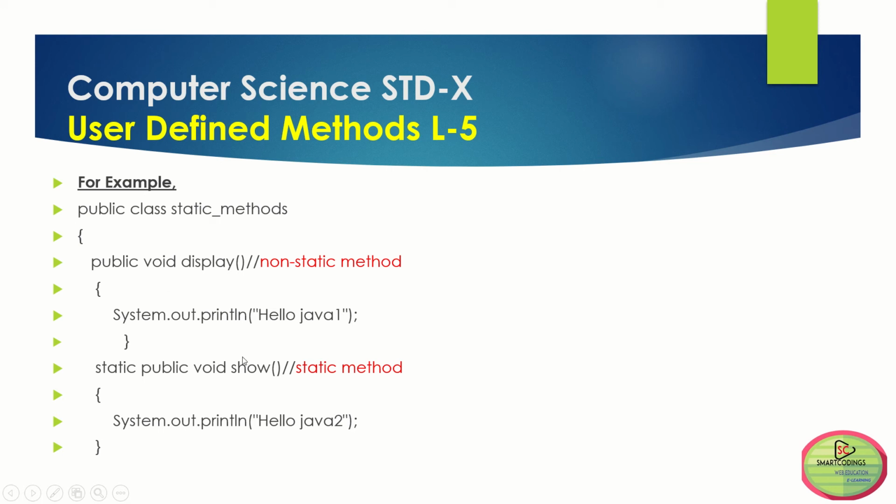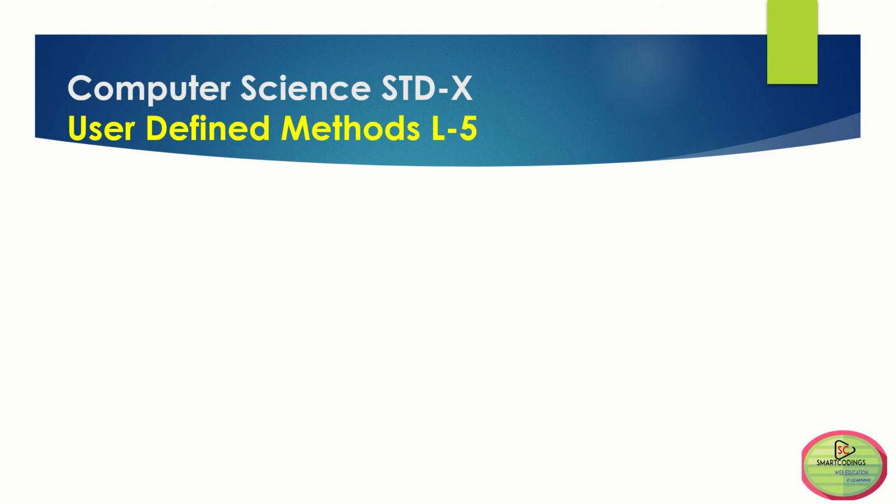Now one more method I have declared here, that is the show method, which is a static method, which is printing Hello Java 2. So inside the class StaticMethod, we have declared two methods, one display method and one show method. This is non-static and this is a static method. Okay. Now see what happens.